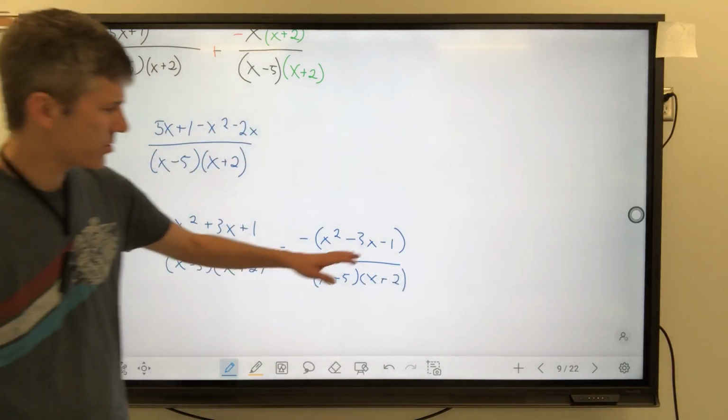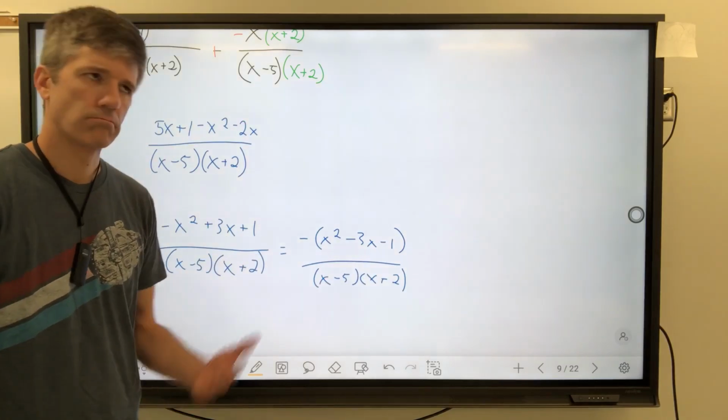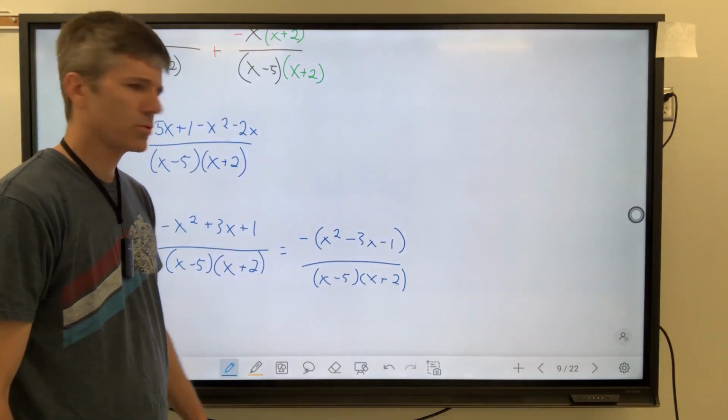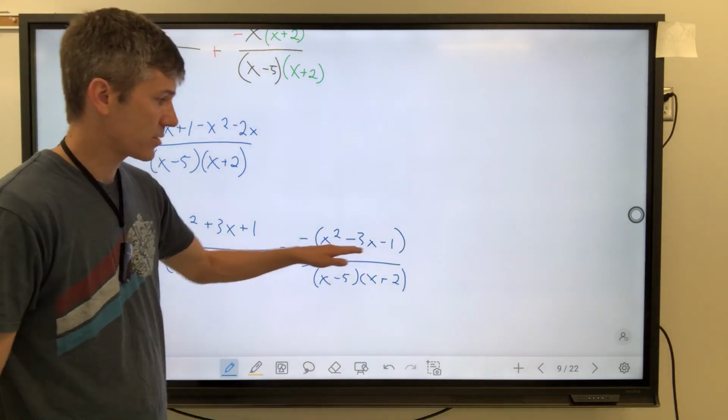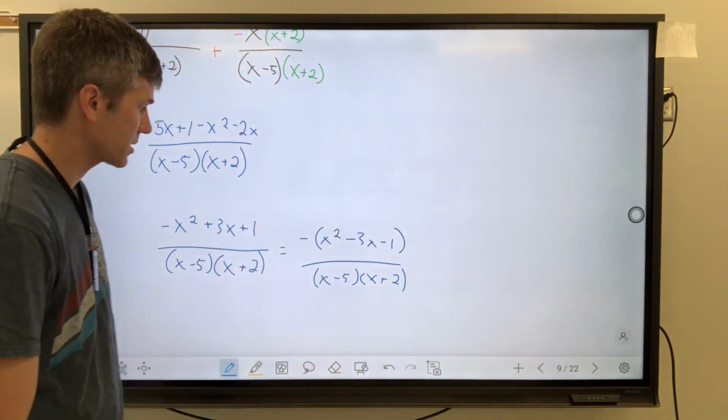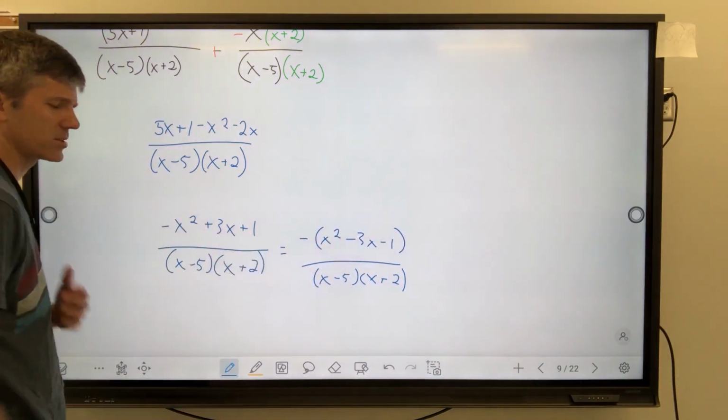And then I would say I need two numbers that multiply to give me negative 1. 1 times negative 1. I need them to add to give me a negative 3. That's not going to happen. This doesn't factor. I'm sorry. I wish it did, but it doesn't. So nothing's going to reduce. Either one of those is going to be fine.